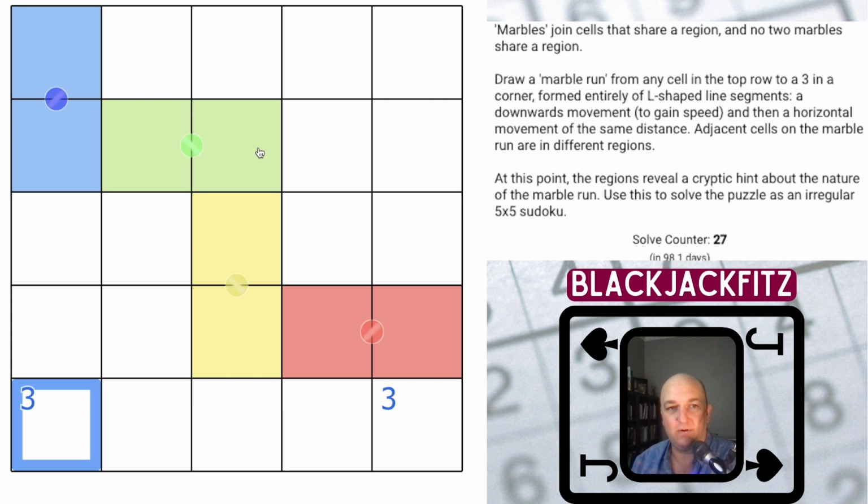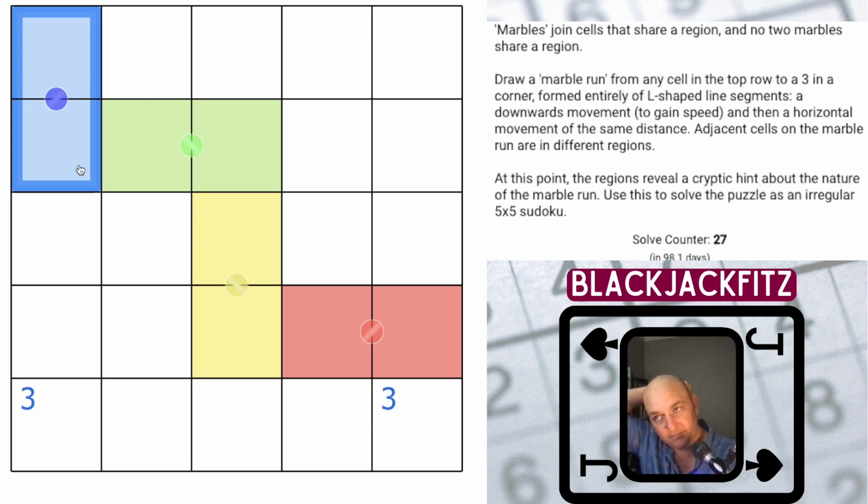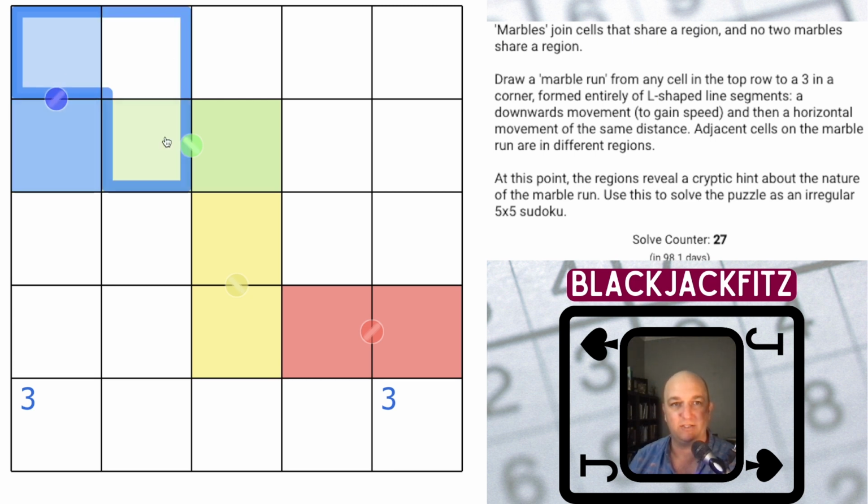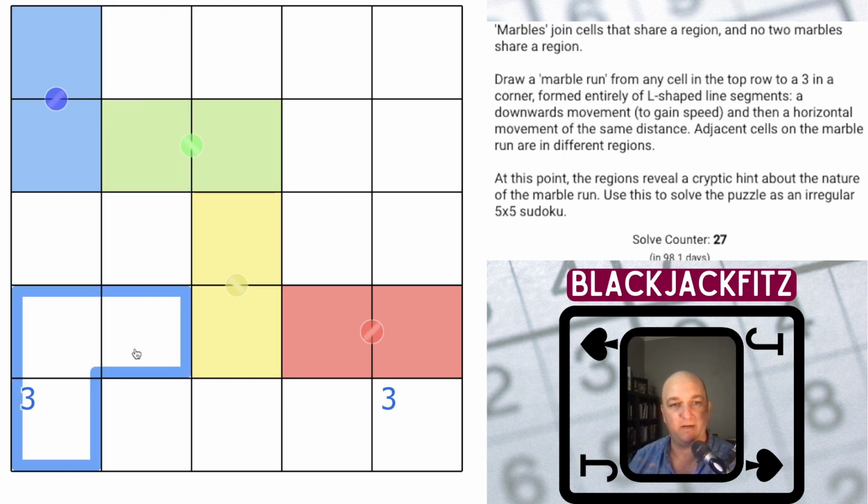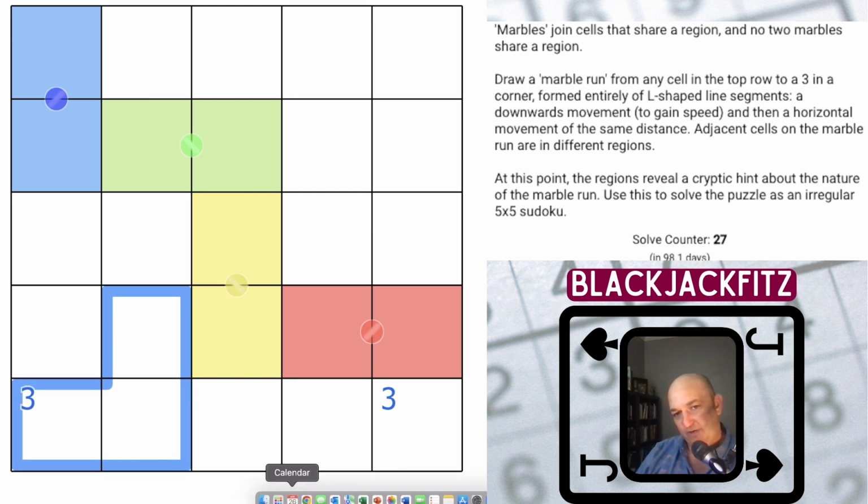Right. So how can this work then? This one we can tell straight away has to start by going down, right? It can't start by turning. Otherwise, it would just start in that cell. So this one's not the start of the marble run, but this one could be. Maybe we have to think about how it gets out. I guess it could just drop straight into a corner, but I think it might be able to do this. It gets speed and then turns. So I don't think we know that for sure.